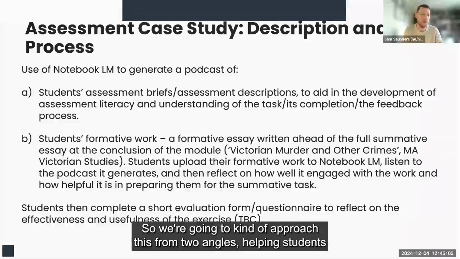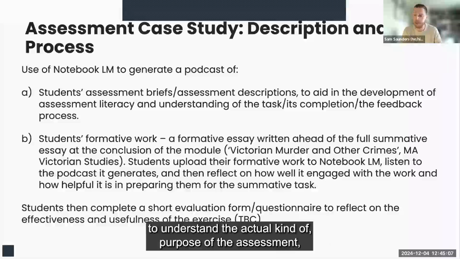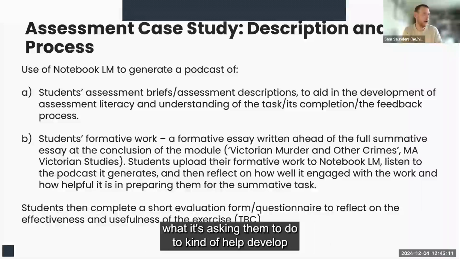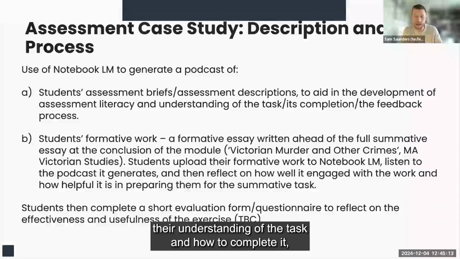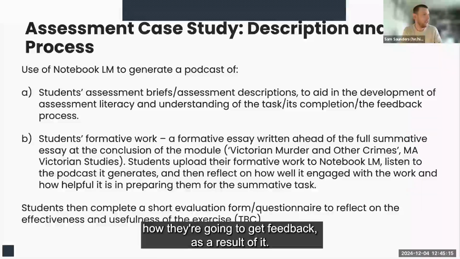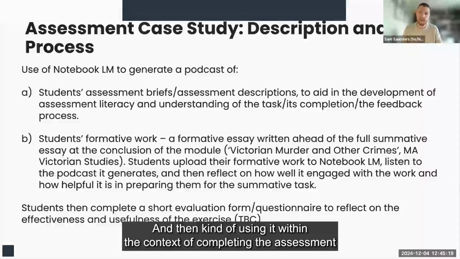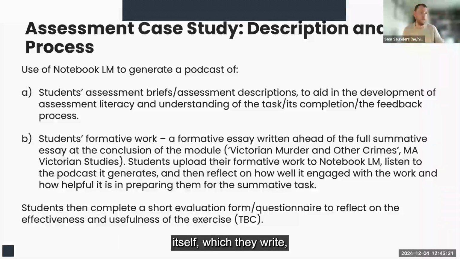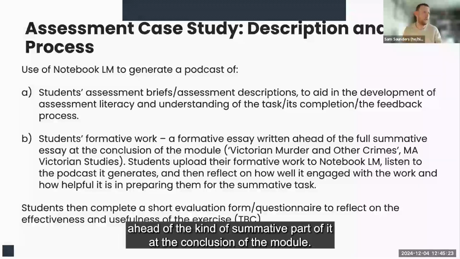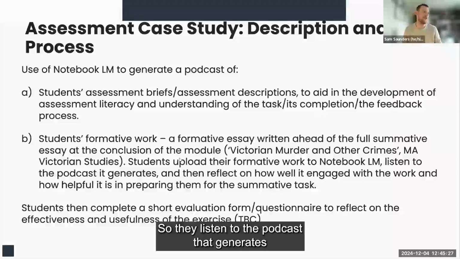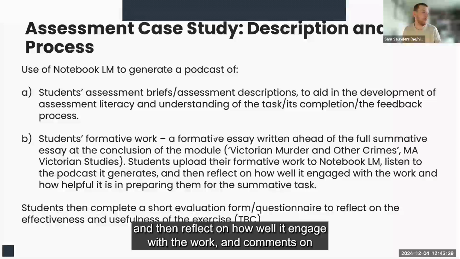So we're going to approach this from two angles, helping students to understand the actual purpose of the assessment, what it's asking them to do, to help develop their understanding of the task and how they complete it, how they're going to get feedback as a result of it, and then using it within the context of completing the assessment itself, which they write ahead of the summative part of it at the conclusion of the module. So they listen to the podcast that it generates and then reflect on how well it engaged with the work.